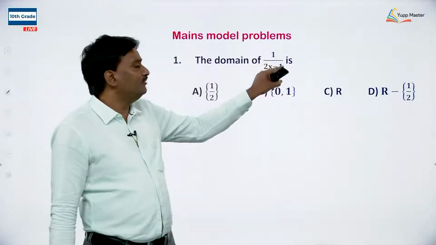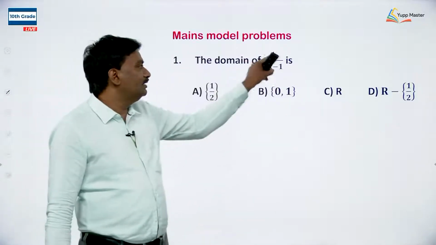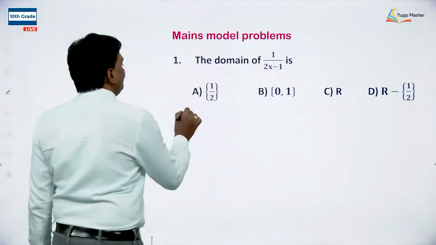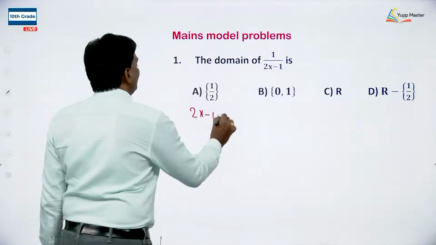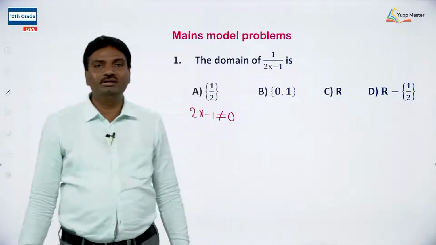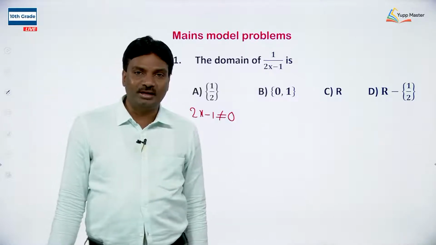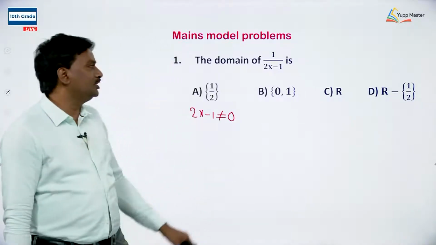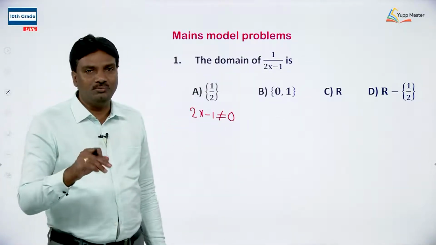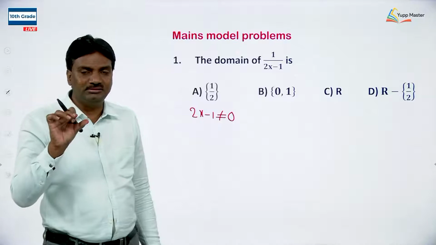So by observing the given function, we have 1 by 2x minus 1, where the denominator is 2x minus 1. So this function is defined only when 2x minus 1 is not equal to 0. That is, when the denominator is not equal to 0, this function will be defined.